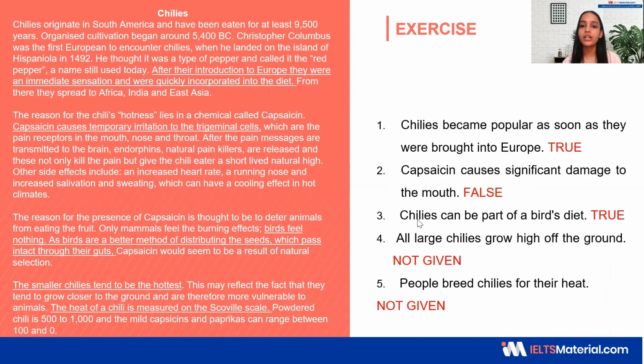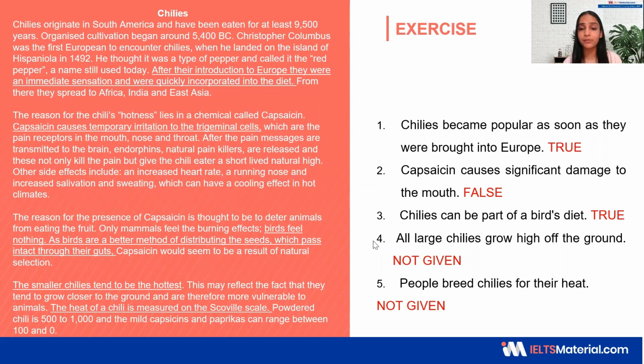The next question. Chilies can be part of a bird's diet. So if you see this particular passage, it says, birds feel nothing. Birds are a better method of distributing the seeds, which pass intact through their guts. And capsaicin is the result of natural selection. So if you read this particular passage, it tells you that chilies can be a part of birds' diet as they feel nothing when they eat or consume capsaicin. And they are usually a means of distribution of the seeds. So chilies can be a part of birds' diet.